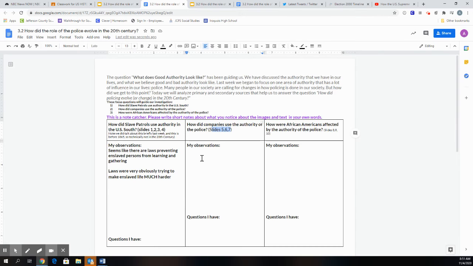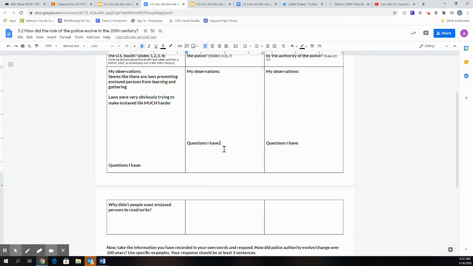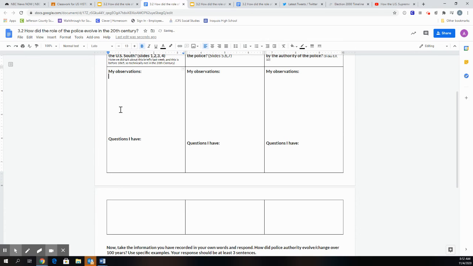So again, maybe for every slide, just an observation, something you see, something you notice, and then maybe a question, something you wonder. And again, the question can be as simple as, why didn't people want enslaved persons to read or write? Why were police willing to be violent against people on strike? And again, to be on strike means that if you work for a company, you refuse to work until you get better rights. That's what a teacher strike would be. Teachers saying, we're not going to teach until you give us more pay, more benefits, treat us better. That happens. And so that's for 5, 6, and 7.